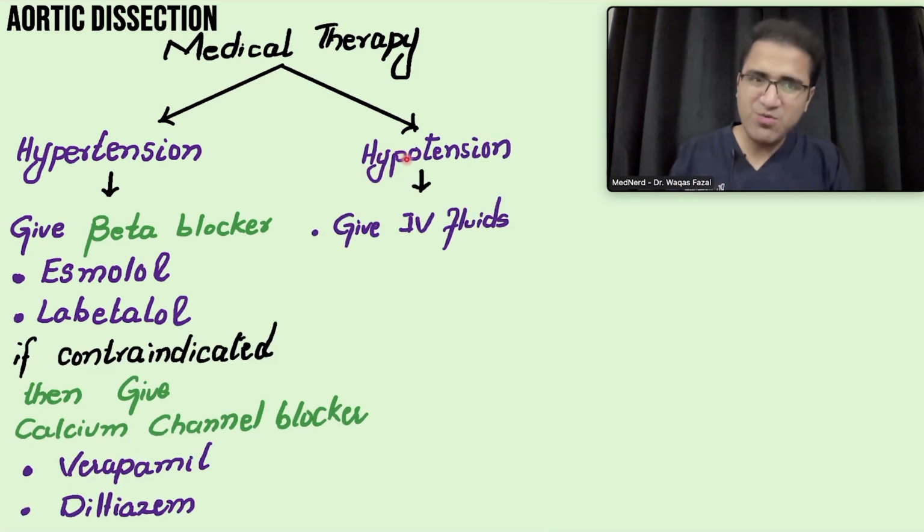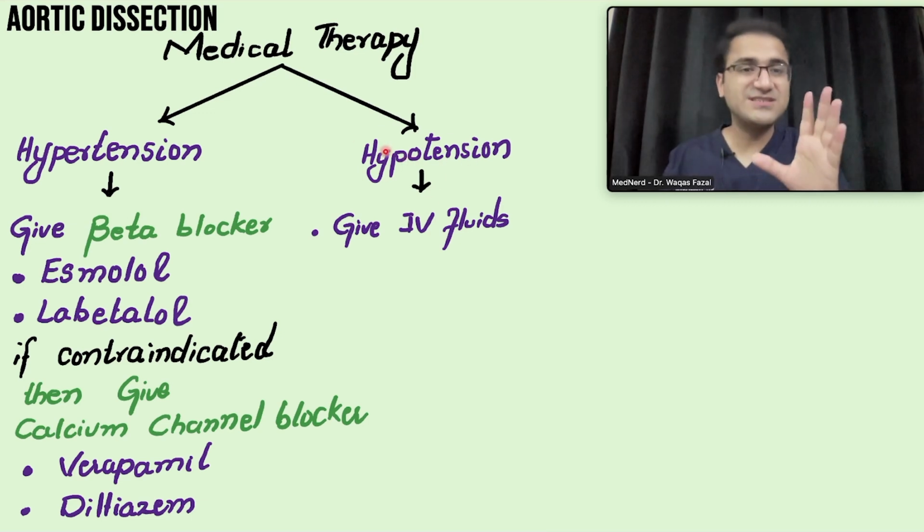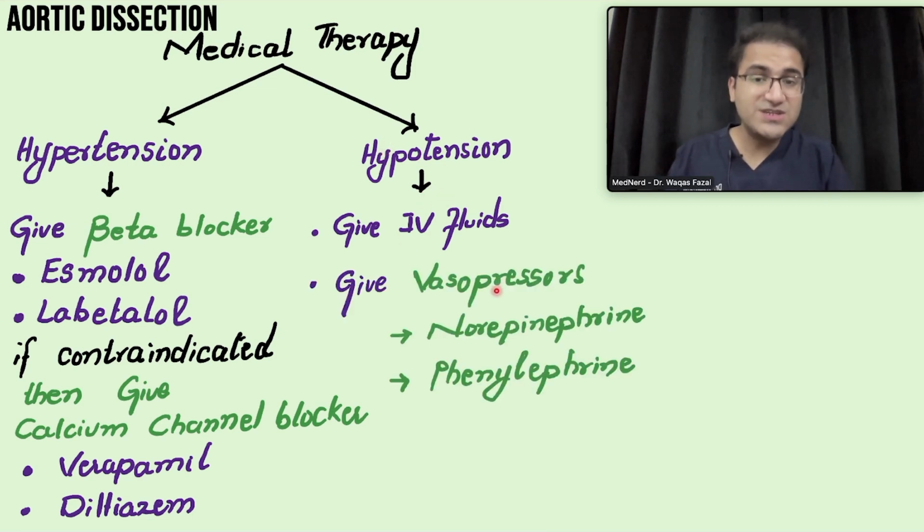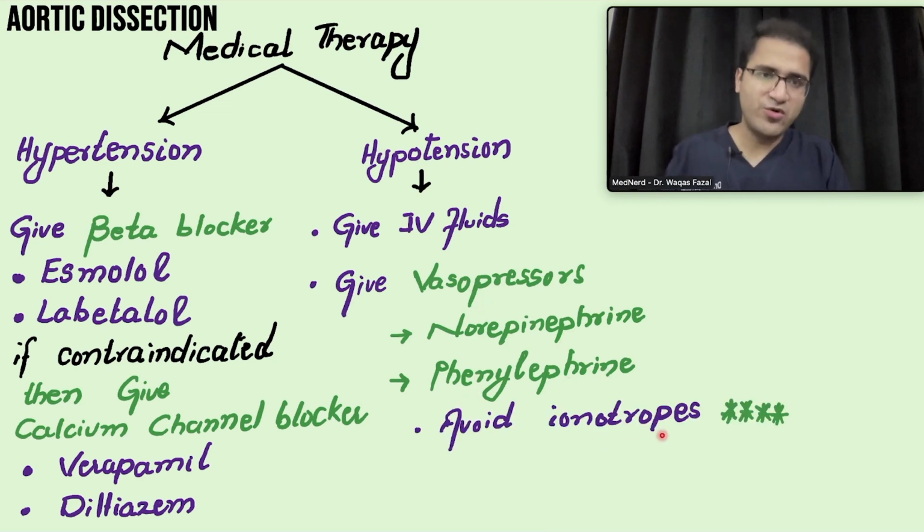If the patient has hypotension, hypotension is dangerous in aortic dissection patients. Hypotension can be lethal in these patients. These patients need surgery, even if it is a Stanford B aortic dissection. You must give IV fluids to these patients. You give vasopressors if the patient does not respond to IV fluids, like norepinephrine, phenylephrine, and you should avoid inotropes.